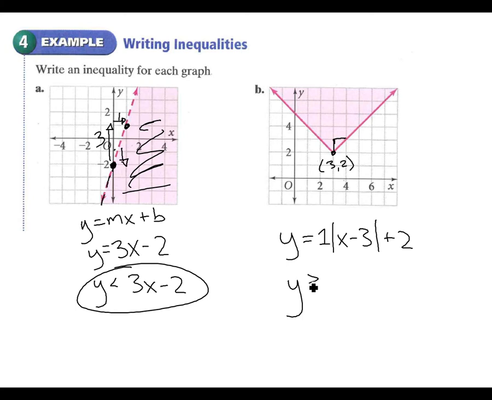We are shaded above the y and equal to the line because it's a solid line. And then we just fill in our equation that we already found.